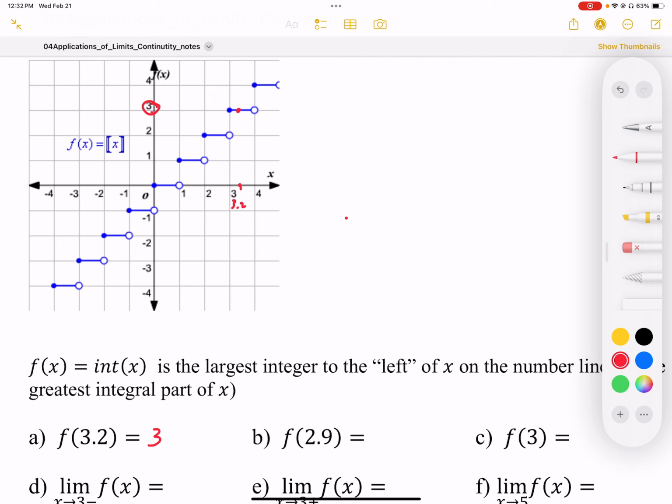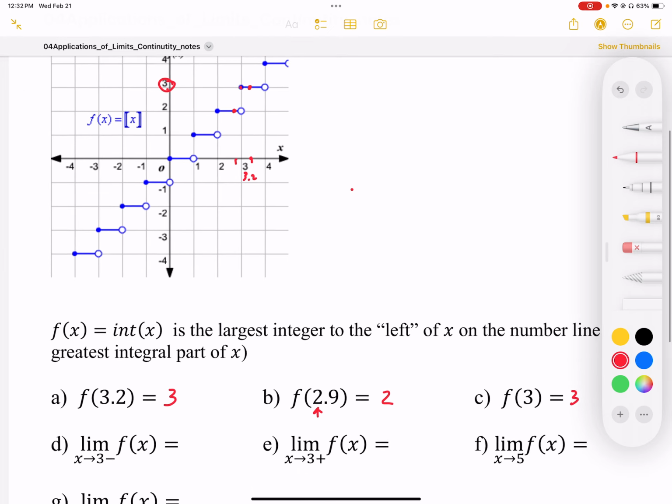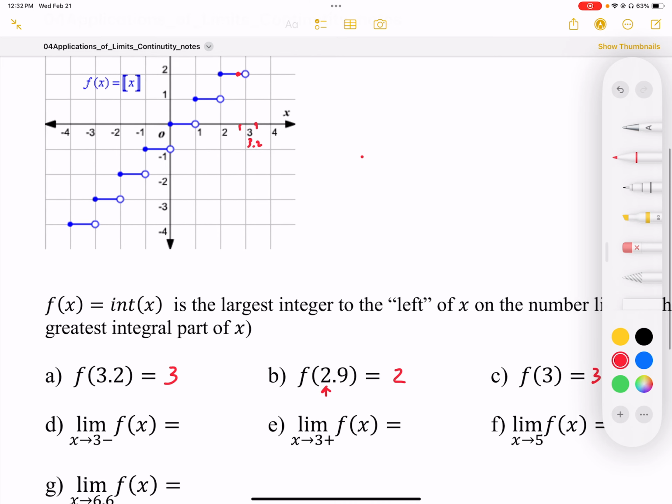When I do 2.9, 2.9 is on the other side of 3, so somewhere around here. There's 2.9, and so it's going to be one integer less, or in other words, we can just take the integer part of that and get 2. At 3, we have to be careful because right at 3, since the function is defined for 3, the largest integer part of 3 is 3. Okay, so that's how it works.